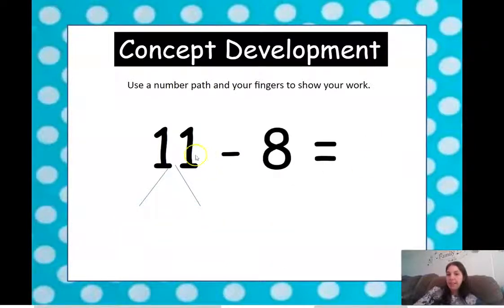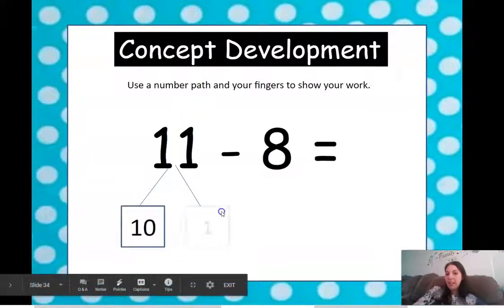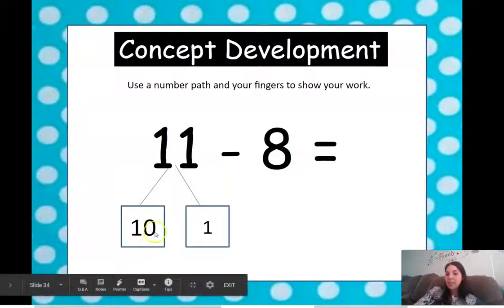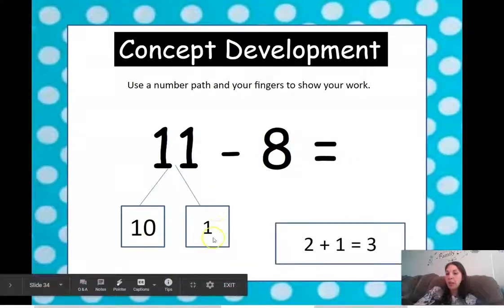Now we have 11 minus 8. So remember, you could say 8, punch out 8, 9, 10, 11, and count up. Or you can take away from 10 by saying this is a 10 and a 1 and 8. If you take 8 from 10, you're left with 2. And 2 plus 1 more gives you 3.